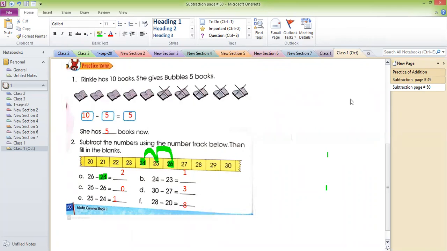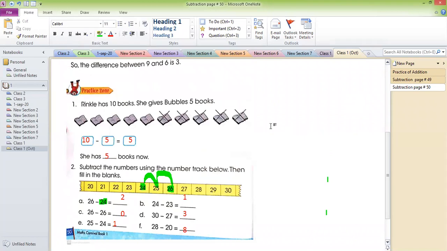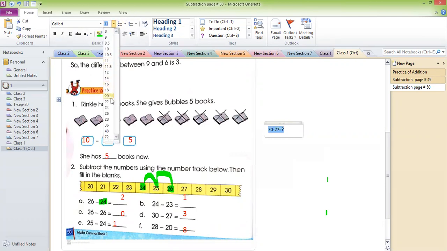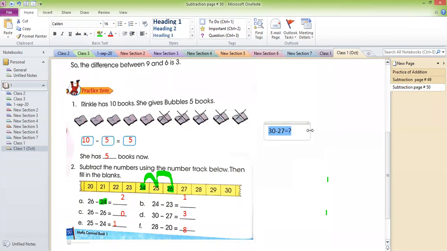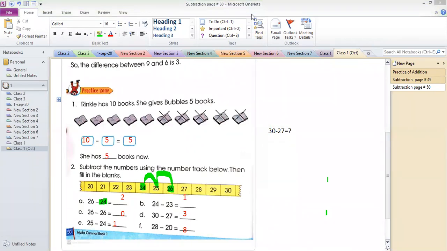Okay, now we will practice on our own. Let's suppose I ask you 30 minus 27 equals what? So you have to reply to me, guys. 30 minus 27.